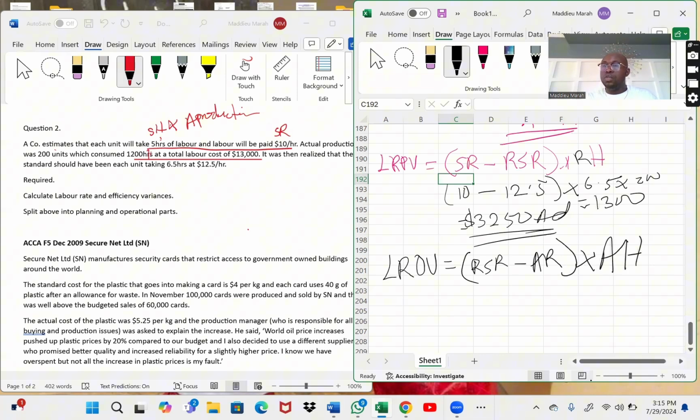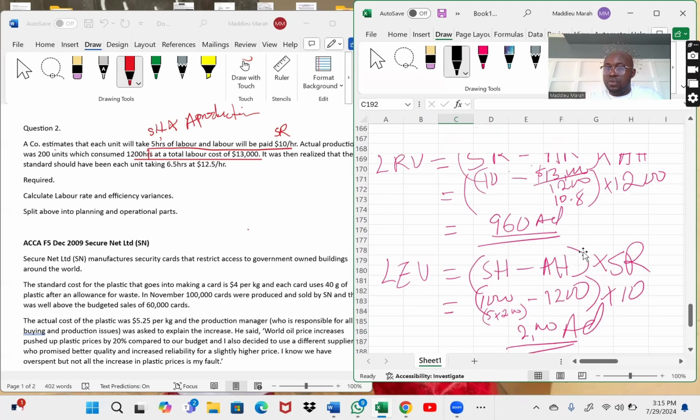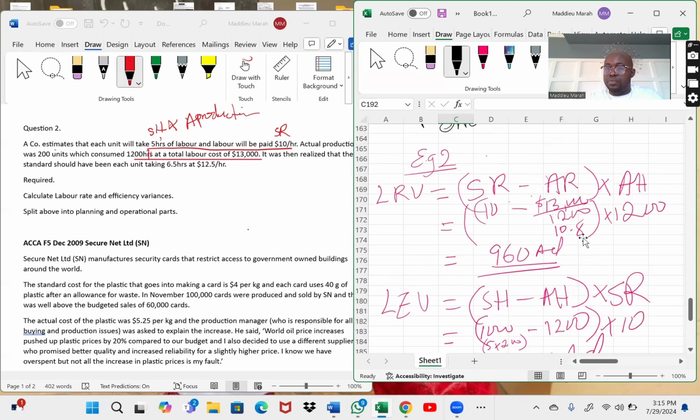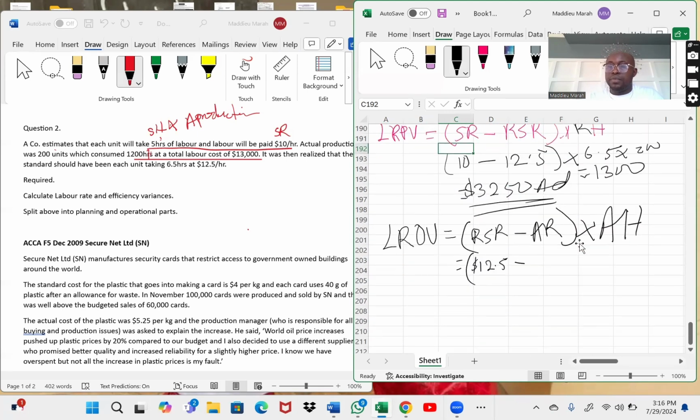Yes? So now what do we do to this? What's our revised standard rate? Our revised standard rate is $12.5 minus what's our actual rate? Our actual rate was calculated earlier on. What did we get for actual rates? Actual rate was 10.5, 10.8, sorry. 10.8.